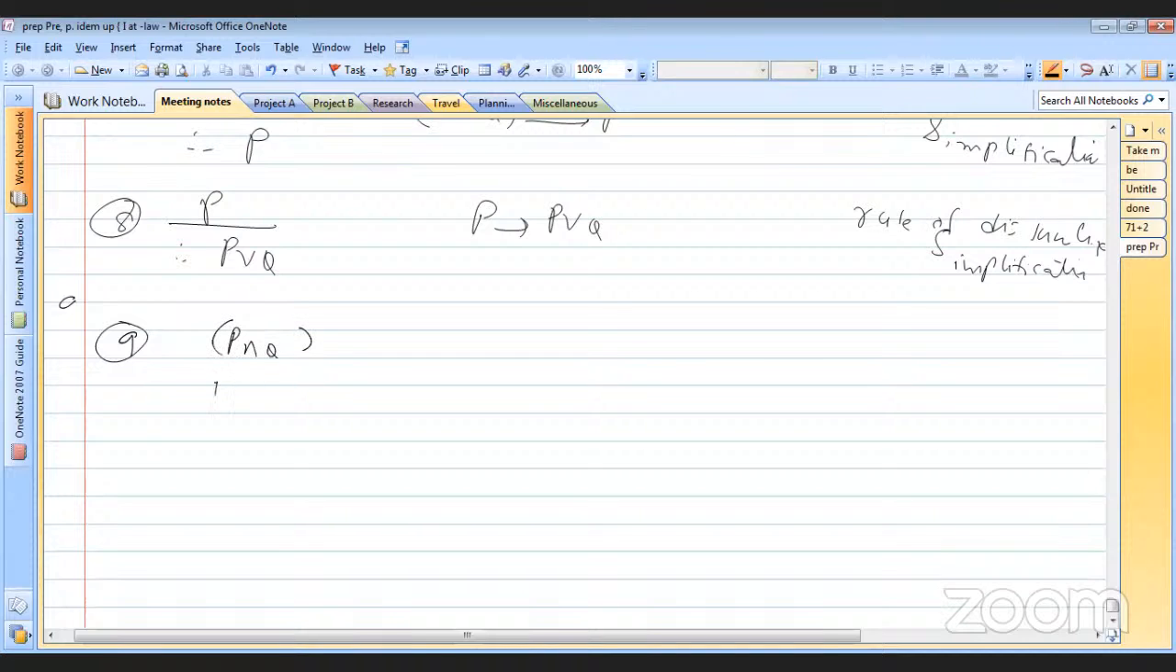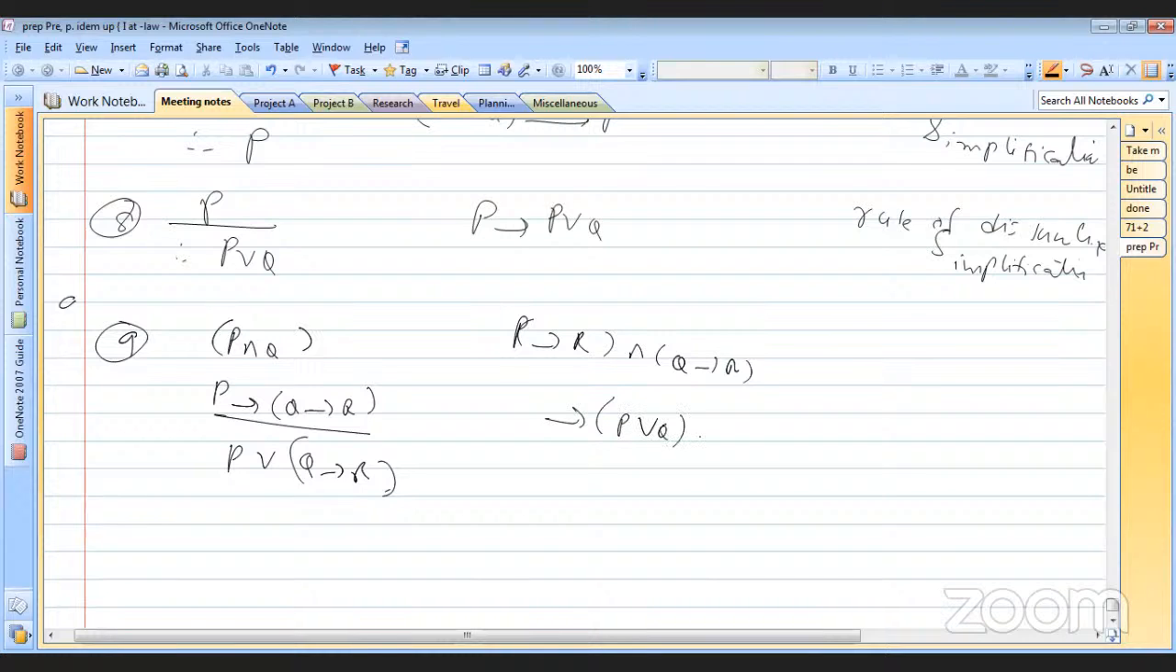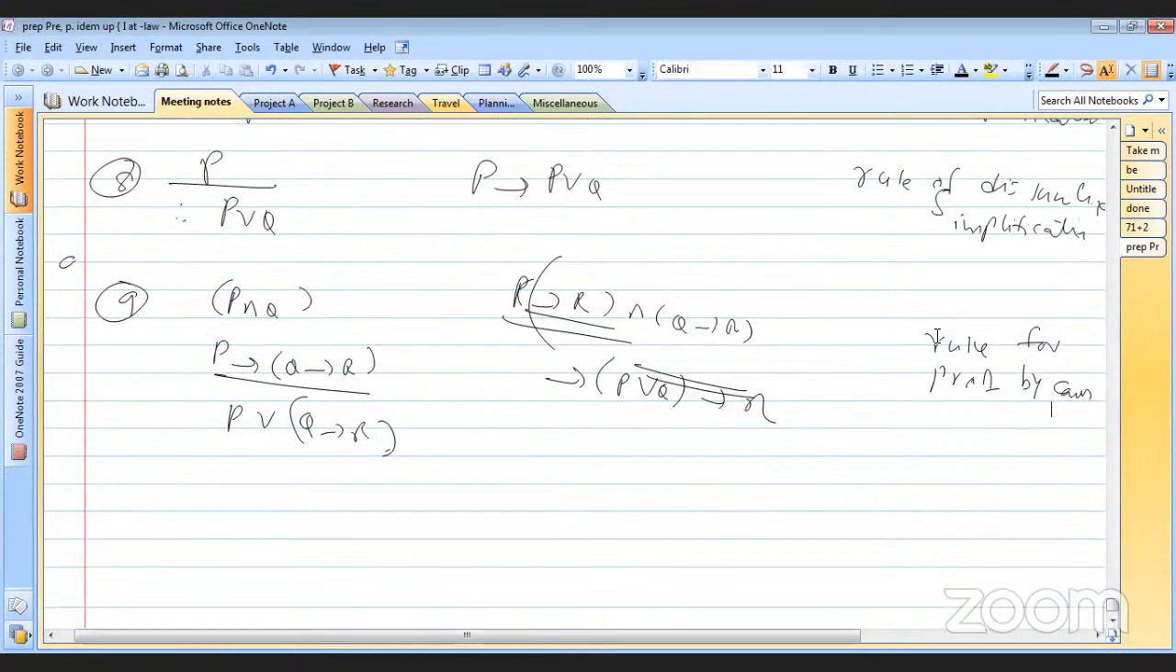P and Q, we can write P implies R, Q implies R. So therefore that is P implies R and Q implies R. That means (P or Q) implies R, that may be simplified here. So this is the rule for proof by cases.